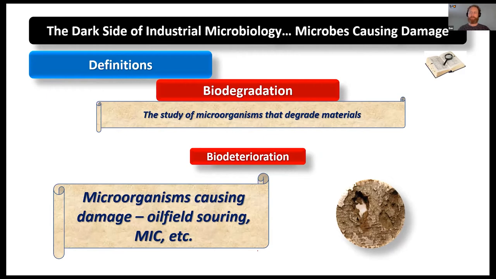A couple of examples of this are oil field souring. That's when we produce a lot of hydrogen sulfide in the petroleum formations, and that sulfide is both a health risk, but also causes tremendous damage to oil field equipment, microbiologically influenced corrosion and other types of damage I will mention later in this presentation.